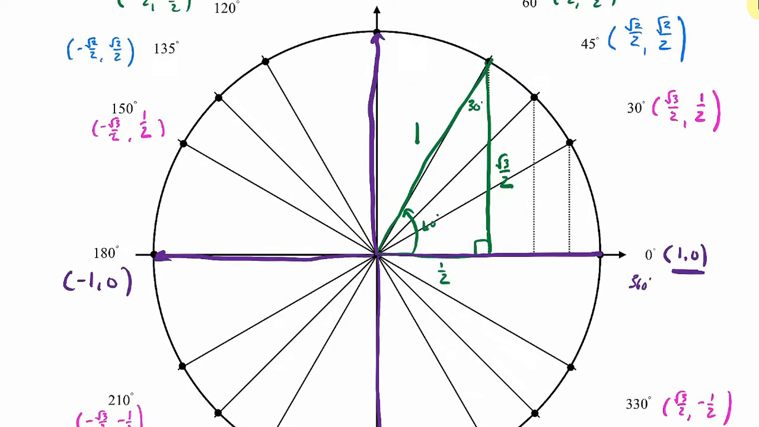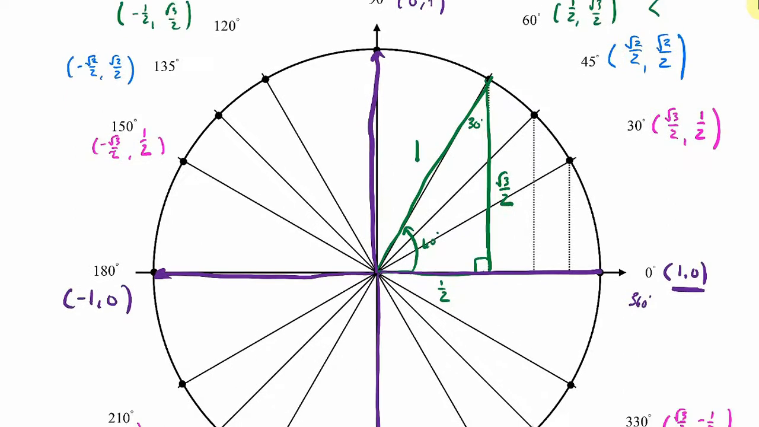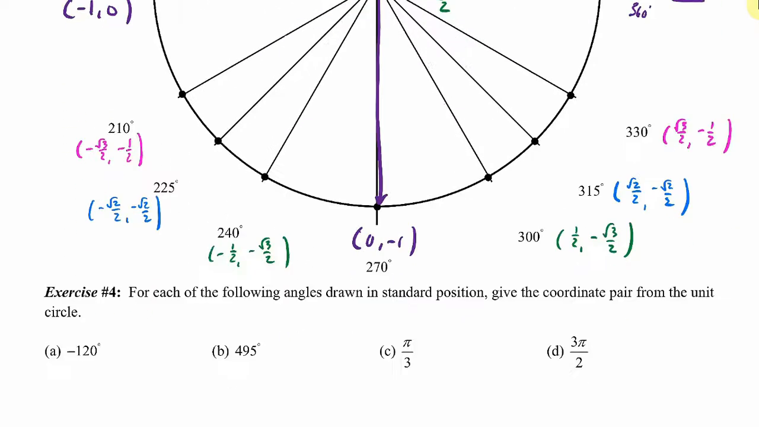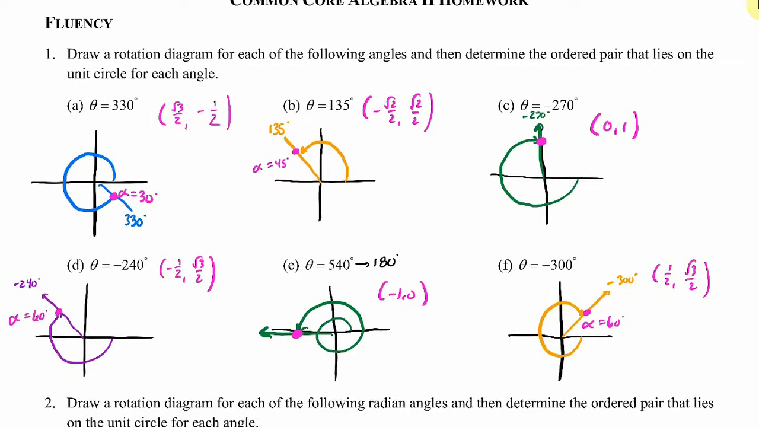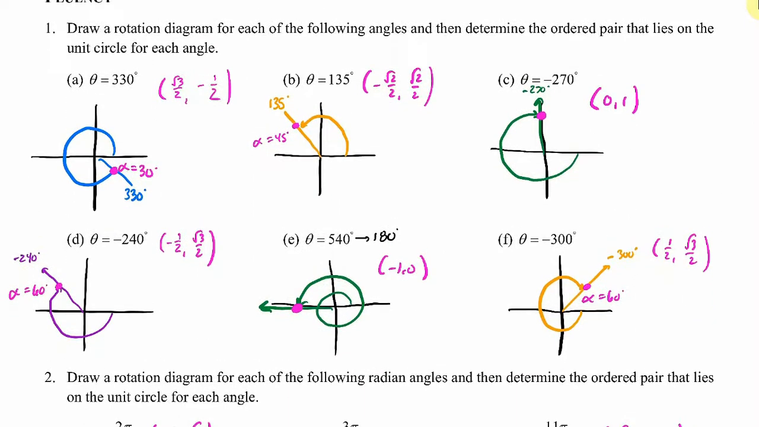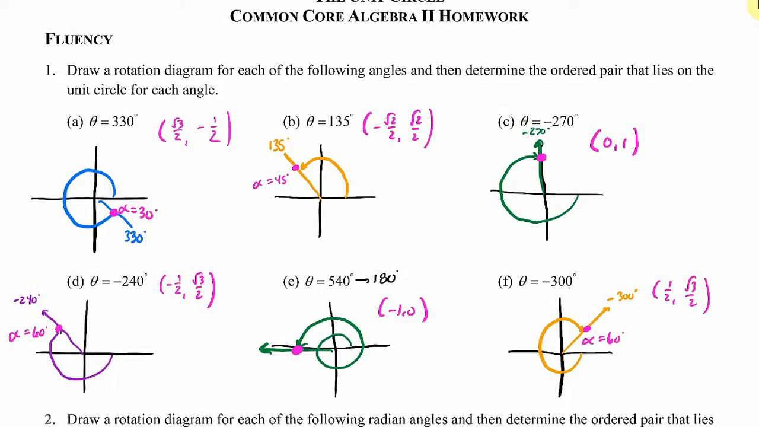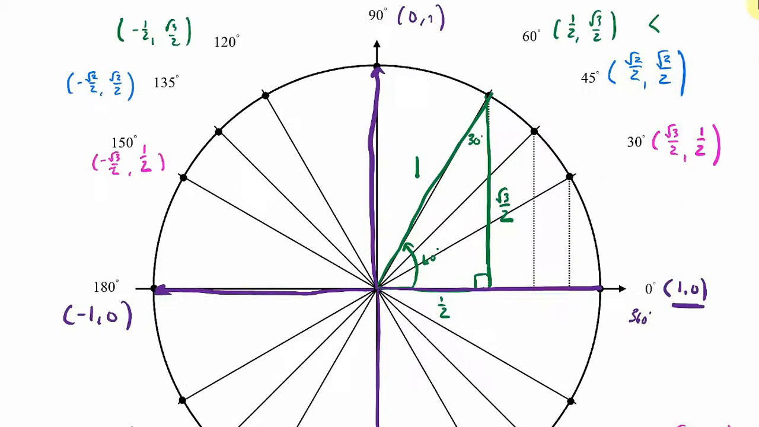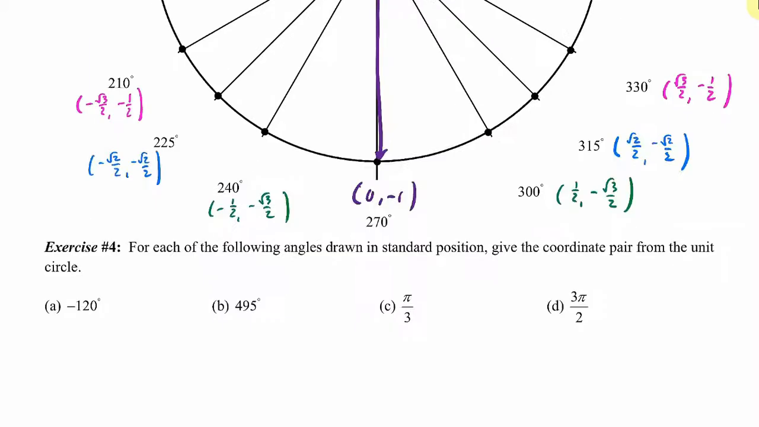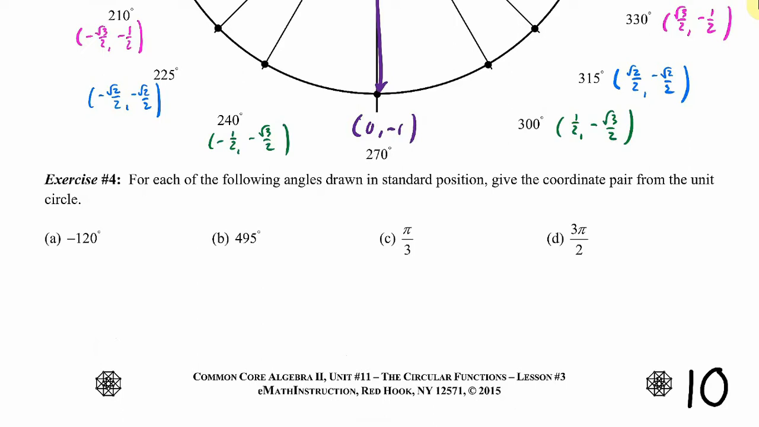So this is going to be very handy, particularly for doing the homework, which is figuring out the coordinates for all these angles. So you're going to want to find your reference angles, which is what I've done, and then you can match them up to the values up on the unit circle here. In any event, let's wrap up this exercise. For each of the following angles drawn in standard position, give the coordinate pair from the unit circle.